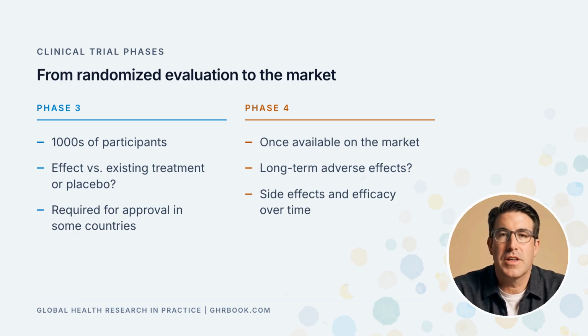Phase 3 trials put the optimal dose to the test, seeking to determine if the drug works and to quantify the size of the effect. Success at this stage is required for regulatory approval in some countries, and drugs that pass are typically approved for use by the governing regulatory body. Once a drug reaches market, Phase 4 asks a different question. Are there long-term adverse effects of the drug once it is available on the market?